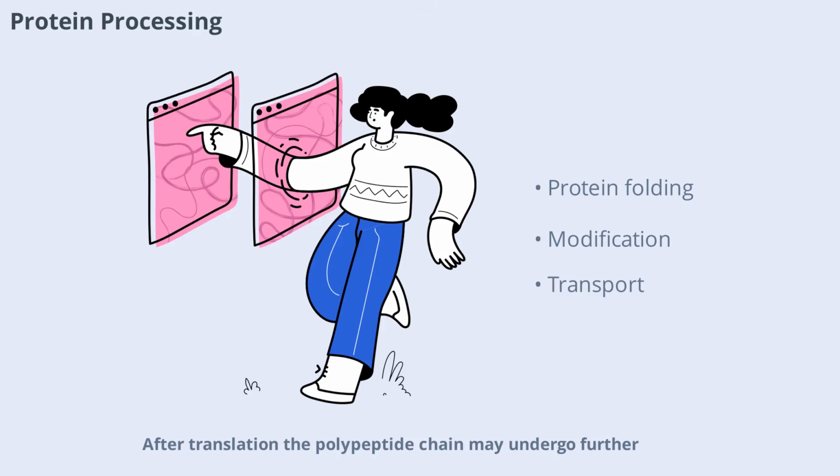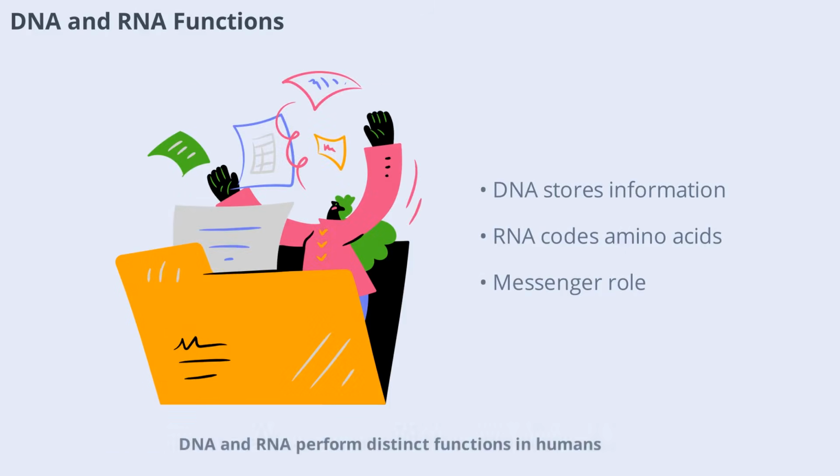After translation, the polypeptide chain may undergo further processing to become a functional protein. This includes folding, modification, and transport, ensuring proteins perform their specific roles in the cell. DNA and RNA perform distinct functions in humans. DNA stores and transfers genetic information, while RNA codes for amino acids and acts as a messenger between DNA and ribosomes. Together, they ensure the continuity and expression of life.